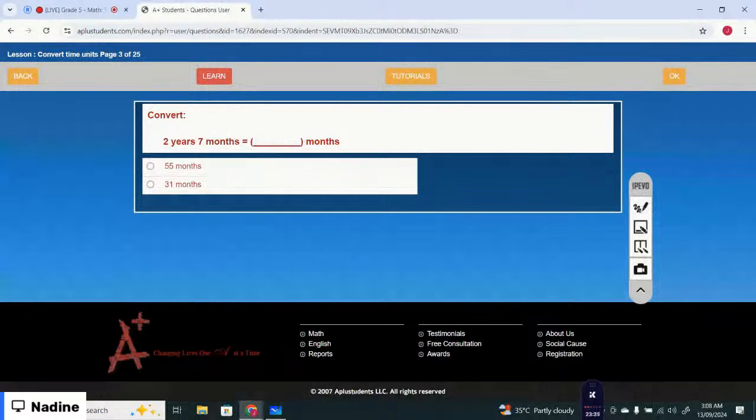Convert 2 years and 7 months. You need to convert it to months, right? In 1 year you have 12 months, so just multiply it by 12. 2 times 12 is 24, and 24 plus 7 is 31. So the correct option is 31 months.